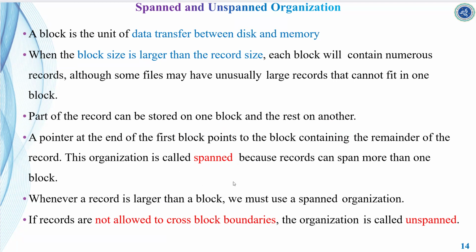The second is unspanned, which is the reverse. It will not allow a single record to be spanned across two different blocks. It will allow only a single record in a single block. If there is no space, it will take a new block, to be placed in the next block. So we can see an example.